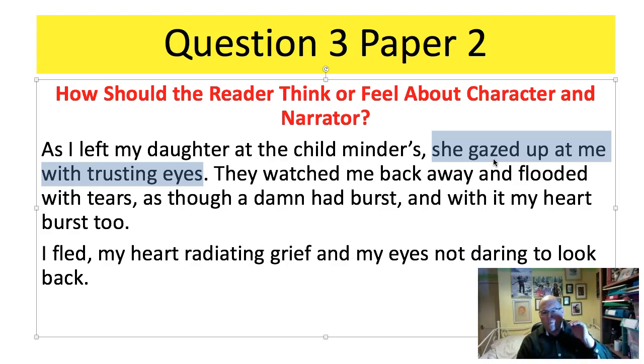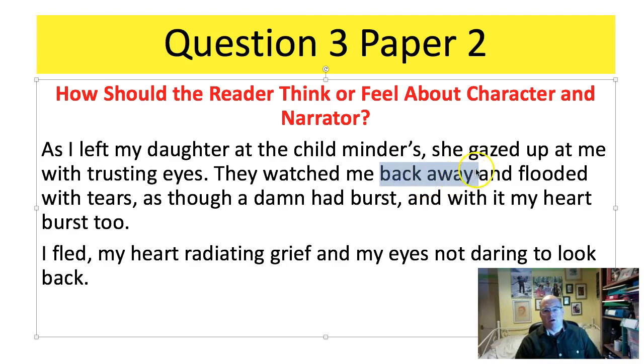That she's watching me, hoping that she won't be abandoned, and that's juxtaposed with the narrator backing away and moving off. Or we could look at the use of the emotive adjective trusting eyes, and contrast that again with the fact that she's going to be abandoned by her father. Okay, but I'm not going to focus on that now, because I've asked you to look for the similes and metaphors.